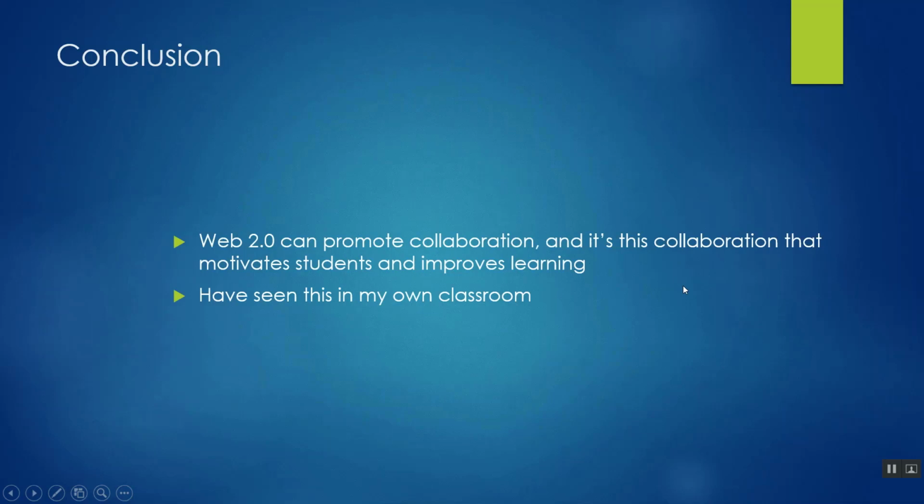In conclusion, Web 2.0 can promote collaboration, and it's this collaboration that motivates students and improves learning. We have also seen how this is working in my own classroom.